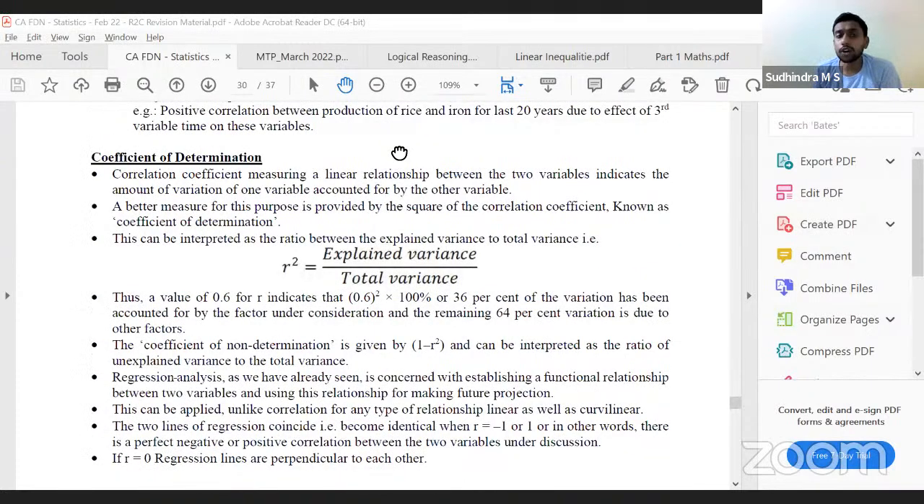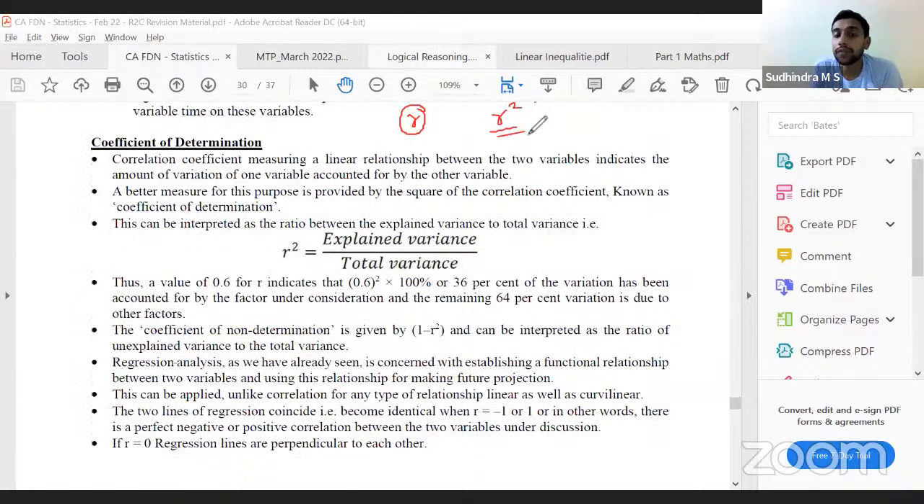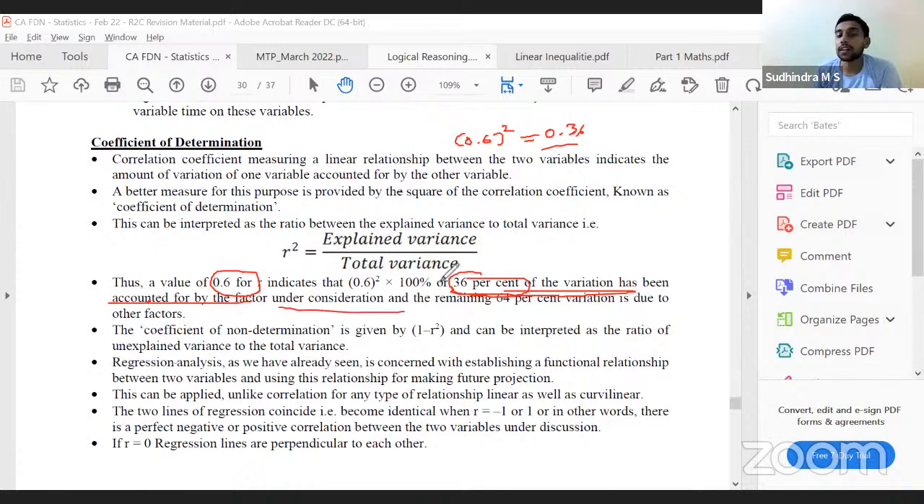Now, there is something called the coefficient of determination. R is correlation. R square is the coefficient of determination. What is the coefficient of determination? It means that the calculation we have covers so and so percentage of the variation that we have. So if R is 0.6, the coefficient of determination is 36%. That is 0.6 whole square, 0.36, 36%, which means that 36% of the variation among the variables has been accounted for by the factor under consideration. The remaining 64% is because of other factors.